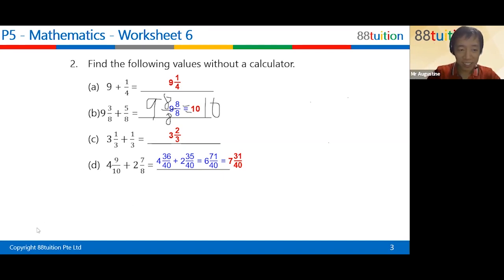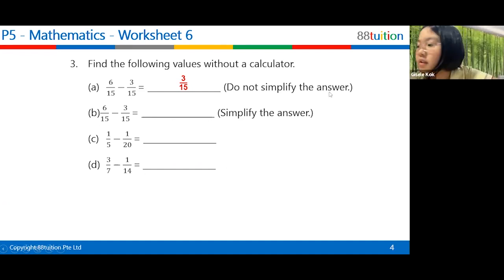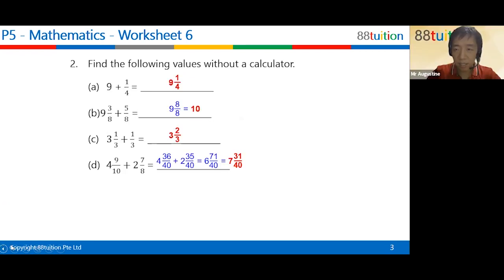So let's move on. Okay. Okay, Giselle, I need you to clear this one because I think I can clear for you, right? Yeah. Thank you. Okay. Oops, did I press something wrongly? Okay, can you go back to the last question? Which is it? 7 wholes and 31 out of 40, right?